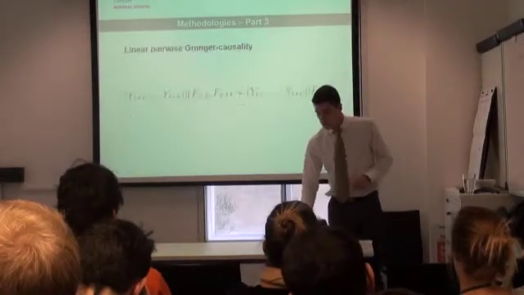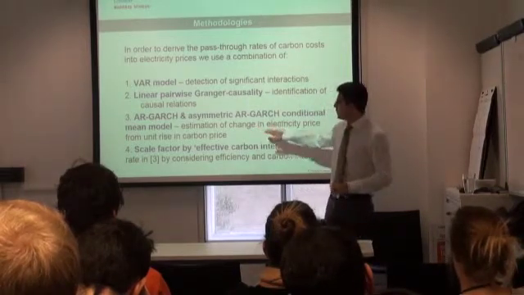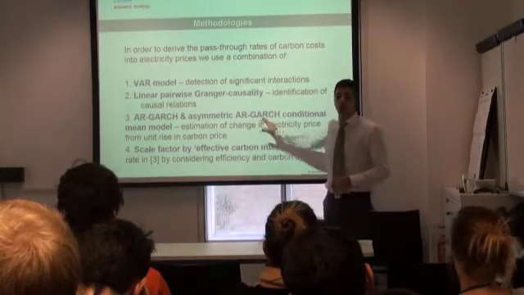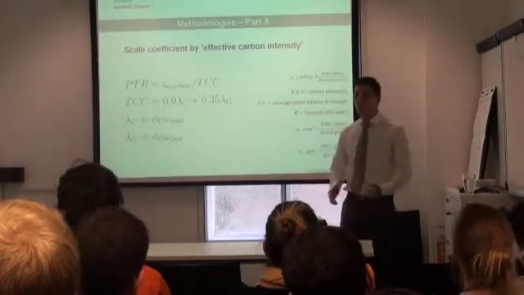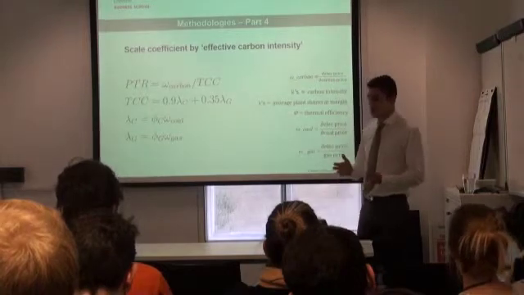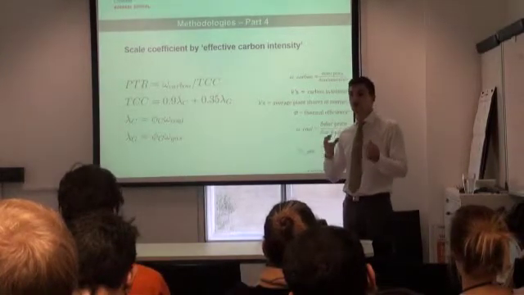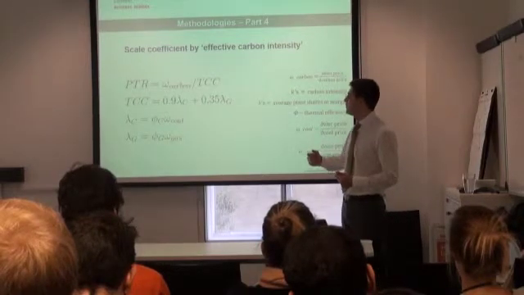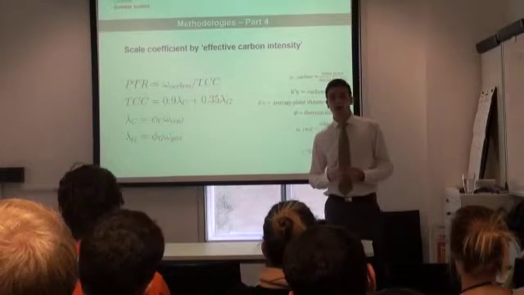the change in the electricity price from a unit rise in the carbon price, we call that omega carbon. And so how do we find the pass-through effect? We just take that number, which tells us the change in the electricity price from a unit change in the carbon price, and we divide it by TCC, which is the theoretical carbon cost.